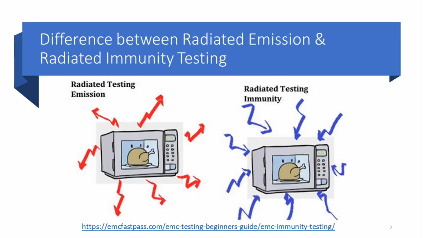So what is immunity testing? Immunity testing is the exact opposite of emission testing. While in emission testing, the noise radiated from the EUT is measured, in immunity testing, it refers to the process of subjecting the equipment under test to an electromagnetically hostile environment and then assessing the presence or absence of any modification in the performance of the EUT.